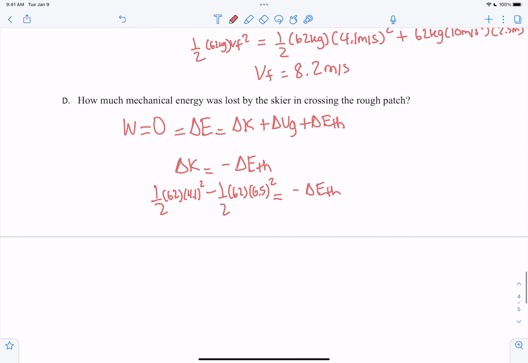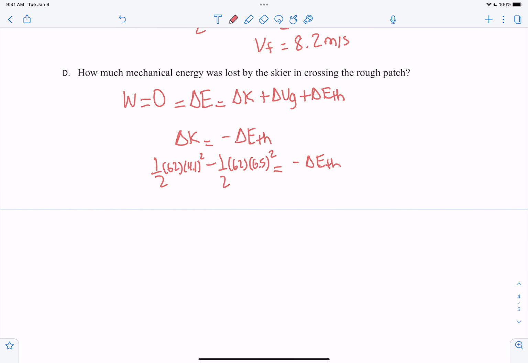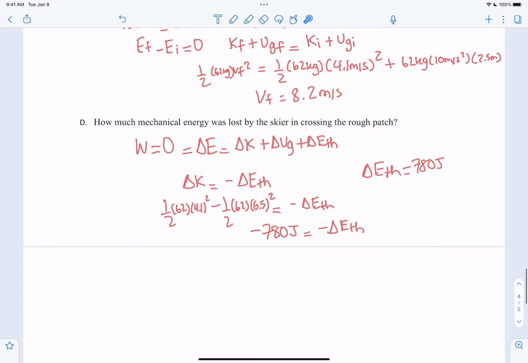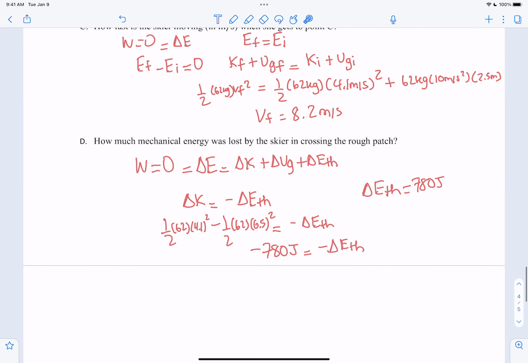But if we go ahead and calculate it out, we can see half times 62 times 4.1 squared minus half times 62 times 6.5 squared. If you calculate that out, you'll see that you get like negative 780 joules or so. And then that's equal to negative change in thermal energy. And then you can see that the change in thermal energy is 780 joules, right? That's the energy lost. That's how much mechanical energy was lost in that case.